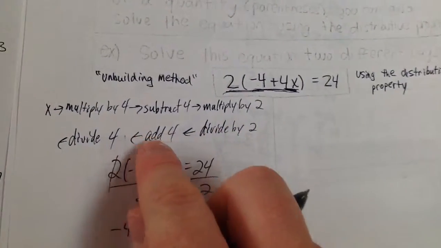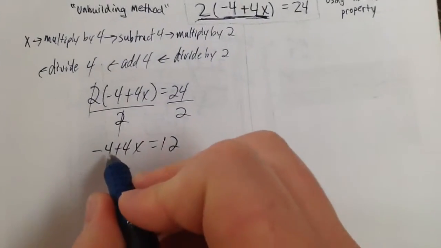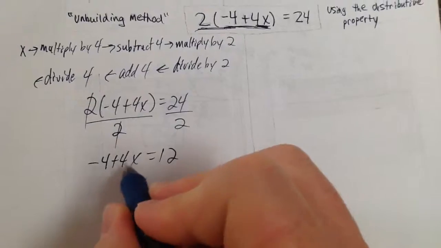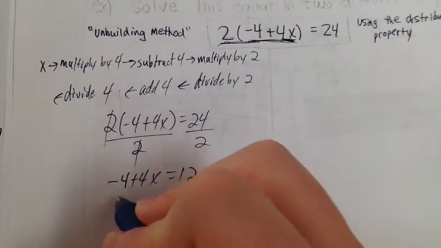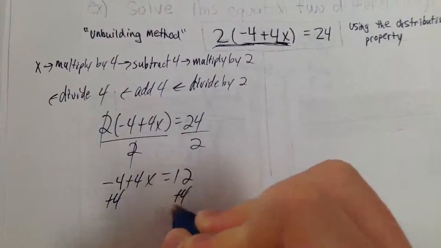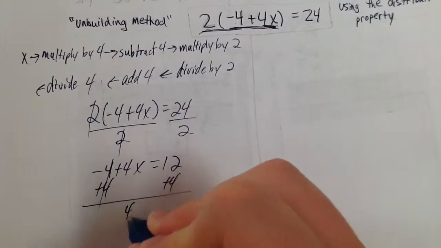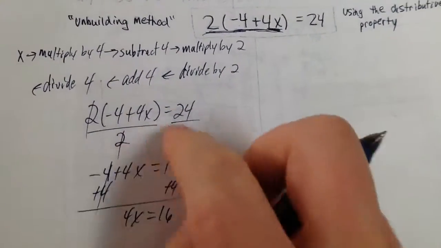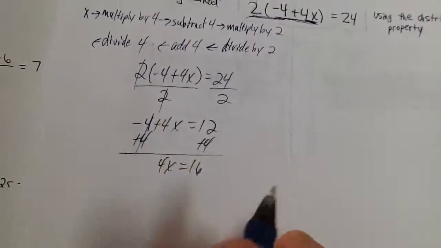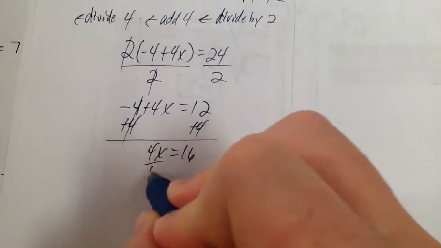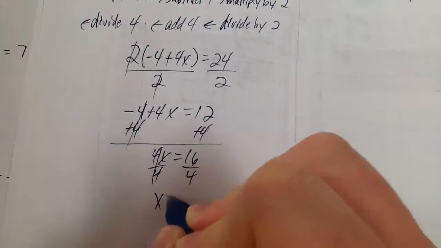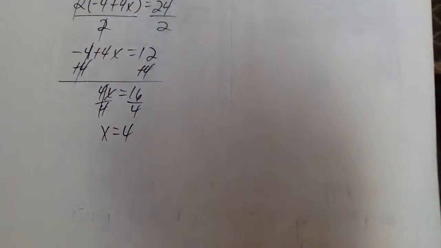So now I go up here, my next step, add 4. Well, I'm just going to add 4. I'm not going to do anything with the 4x. Those are different, right? They're not like terms. So I add 4 to both sides. Boom, that's gone because that's 0. So now I got 4x equals 16. Going back up here now, divide by 4. And if I do that, I've solved the equation. I've got x equals 4.